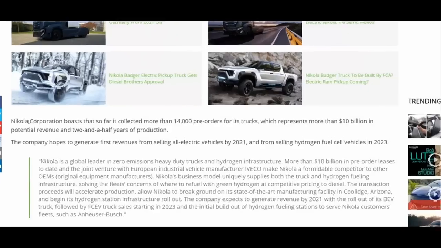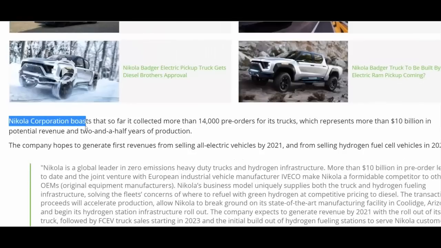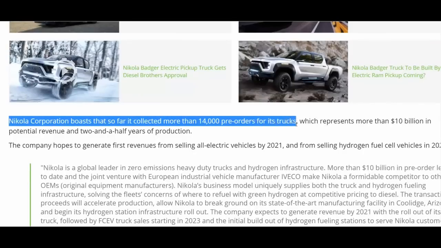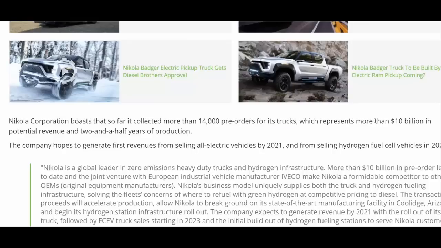So let's check. Nikola Corporation boasts that so far it has collected more than 14,000 pre-orders for its trucks already, which represents more than $10 billion potential revenue. Just imagine, this is the potential revenue based on these pre-orders. Guys, these are pre-orders. That means they have to produce these trucks, and this is the future potential revenue, which might be converted into real revenue. Anyways, remember this number.